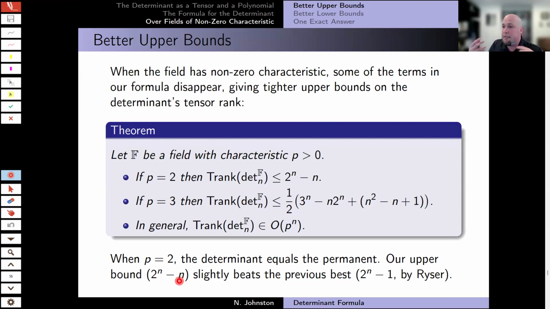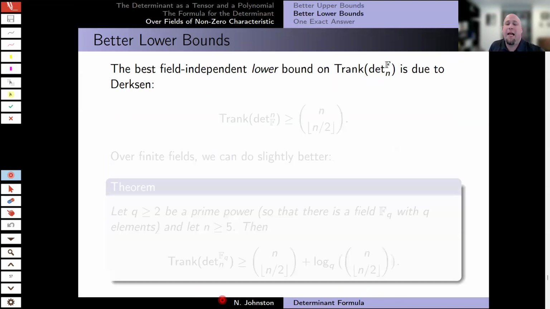And there are lots of funny lower bounds known on the tensor rank of the permanent. The best one that's field independent, the best one that applies in this p = 2 case, is a bound by Ryser, which was 2 to the n-1 as the upper bound on tensor rank. So we get a slight improvement, n-1 smaller than that. In some sense, we don't expect a big improvement because we have some lower bounds as well.